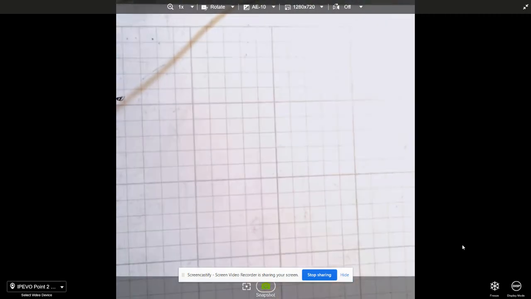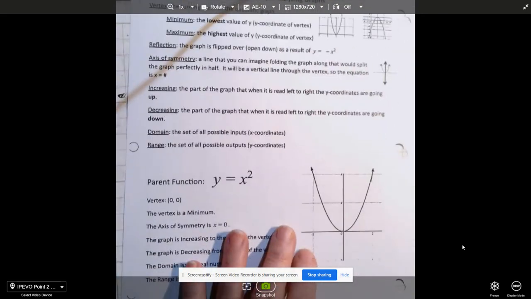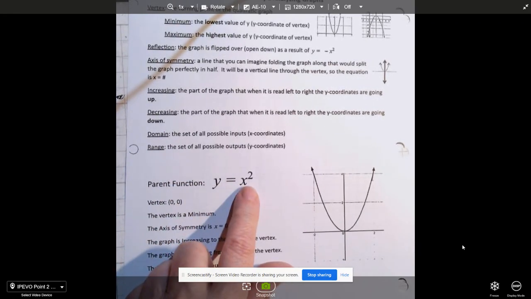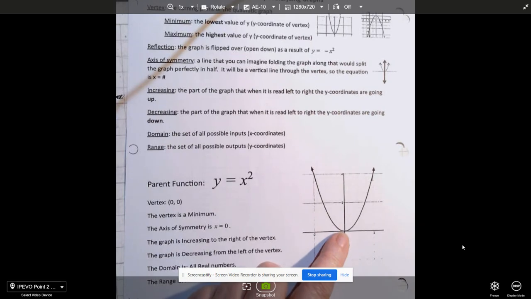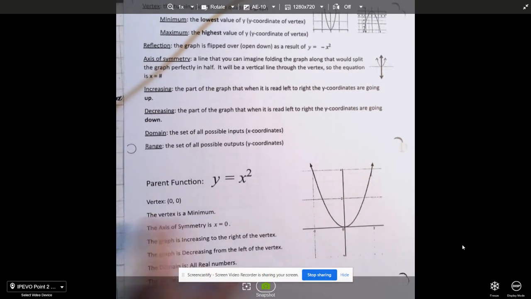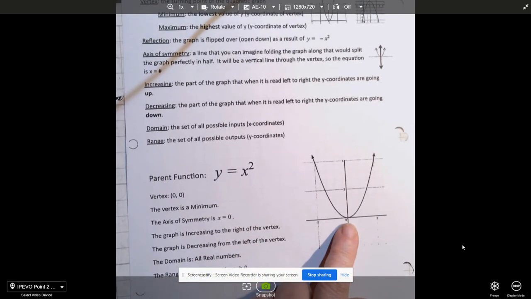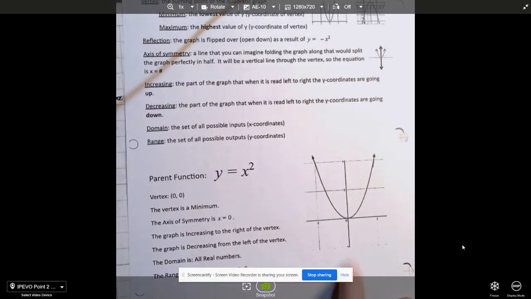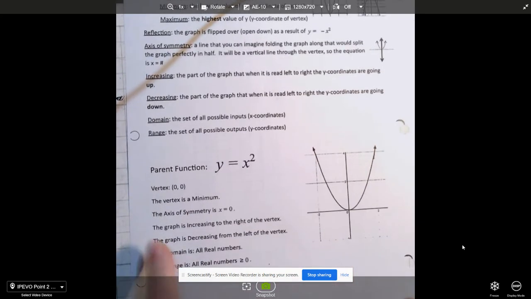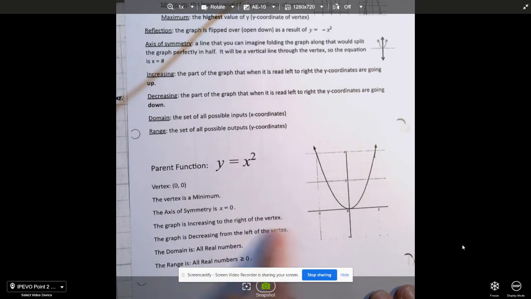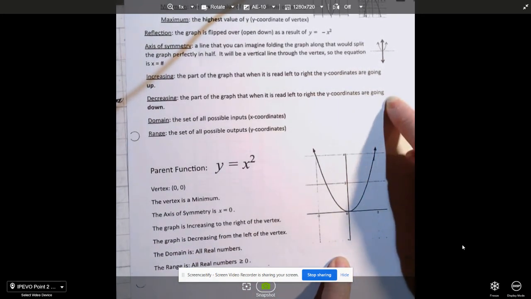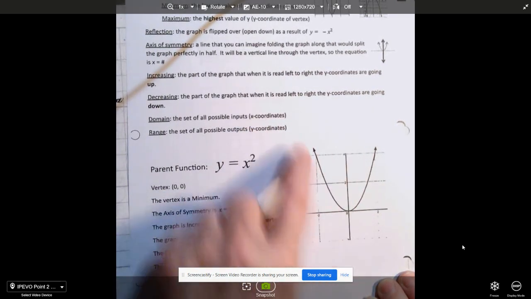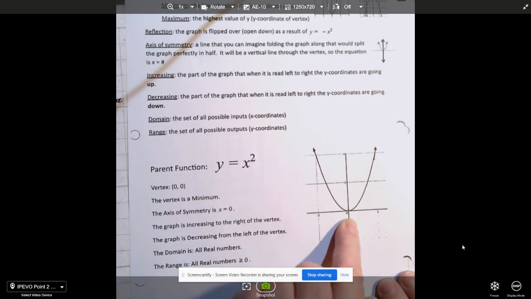All right, so let's take a look here. Your parent function is defined as the simplest quadratic function there is, y equals x squared, where your vertex is at (0, 0). The vertex is a minimum because it's the lowest point. The axis of symmetry is x equals 0 because it goes right through the middle of your graph. The graph is increasing to the right of the vertex, so right here it's going up, and it's decreasing to the left of the vertex. On the left side, remember you start here, so it's going down.